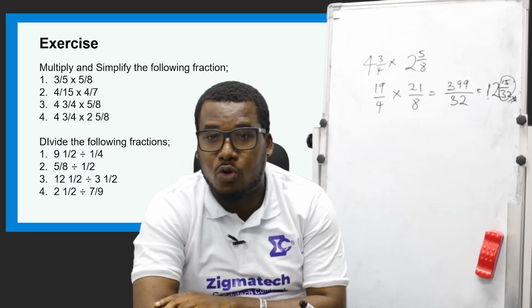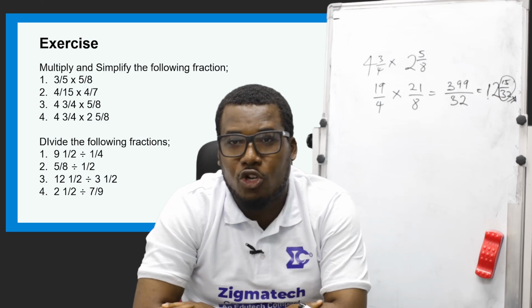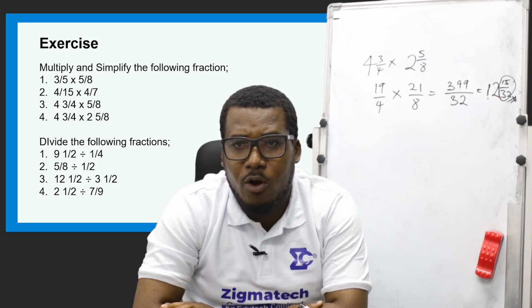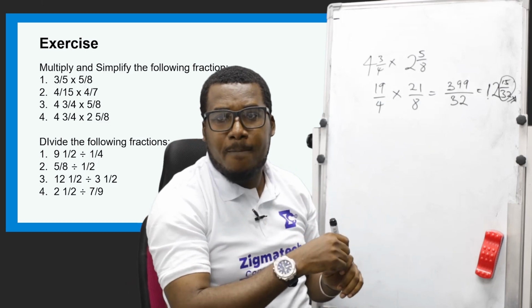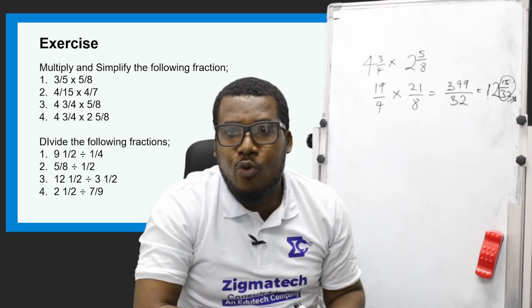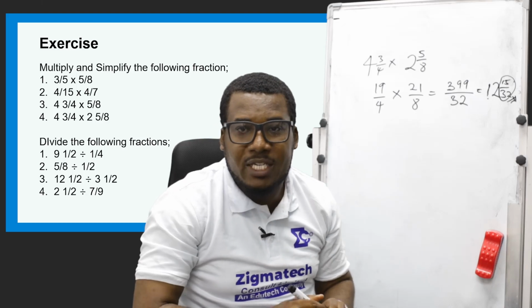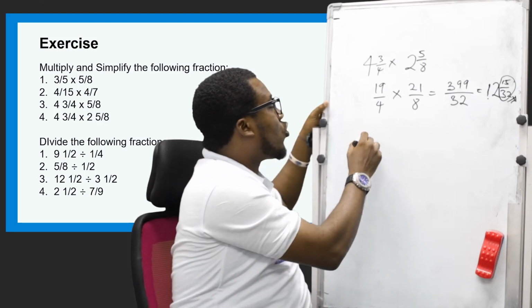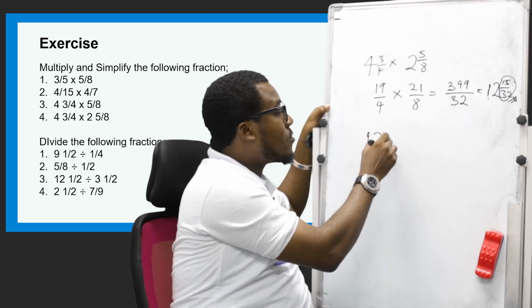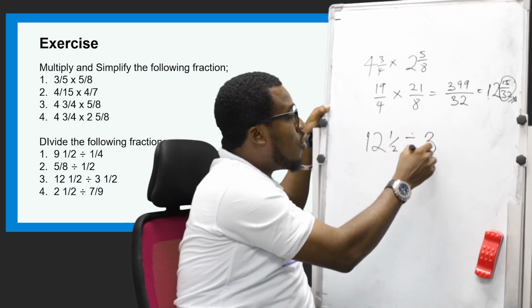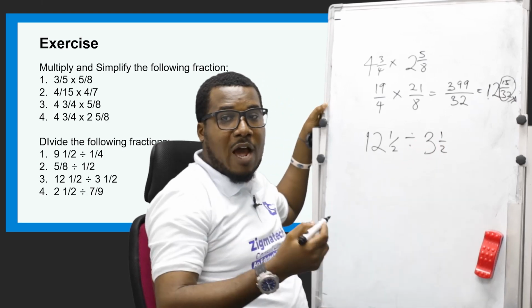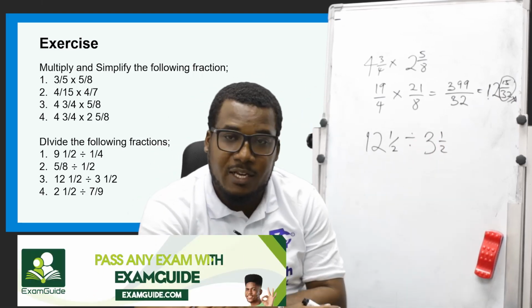How about the division angle? We will attempt the question number 4. Question number 4 in the division angle has to do with 2 whole number. Or rather, let's attempt the question number 3. It has to do with double mixed fractions. So let's see, 12 whole number, 1 over 2 divided by 3 whole number, 1 over 2. Now we're having 2 mixed fractions here, and they say divide.